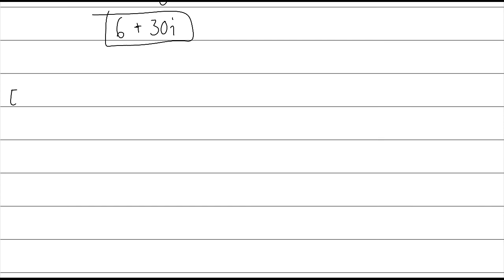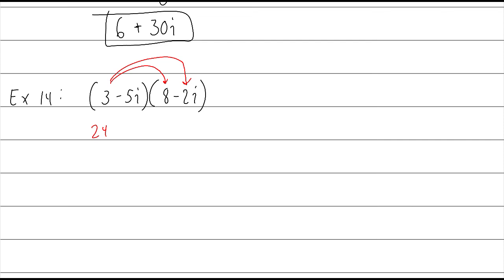Number 14: 3 minus 5i times 8 minus 2i. This looks a lot like distributing, like that binomial times binomial. So I need to do the distributive property. 3 times 8 is 24. 3 times negative 2i is negative 6i. Negative 5i times 8 is negative 40i. Negative 5i times negative 2i is a positive 10i squared.